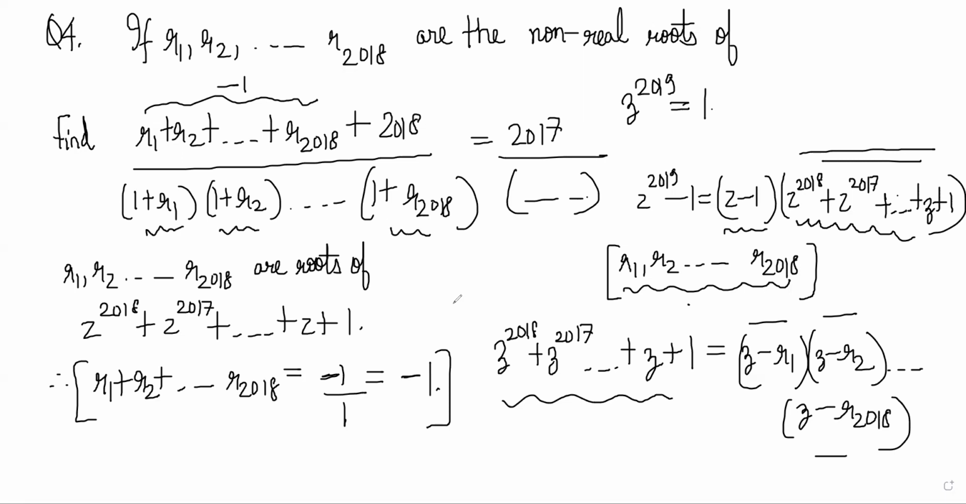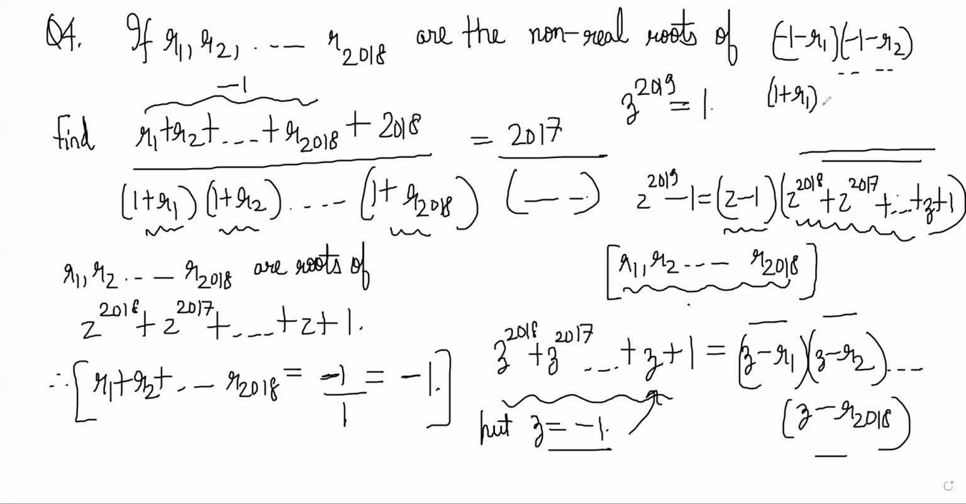In order to get the denominator, what you should do is put z equal to minus 1 in this expression. There are 2018 terms, so you get factors like minus 1 minus R1, minus 1 minus R2, till minus 1 minus R2018. You can take minus 1 common in all of them, and since there are 2018 terms, it will become simply plus 1. You'll get the product of 1 plus R1, 1 plus R2 till 1 plus R2018. And that is basically obtained by putting z equal to minus 1 in this.